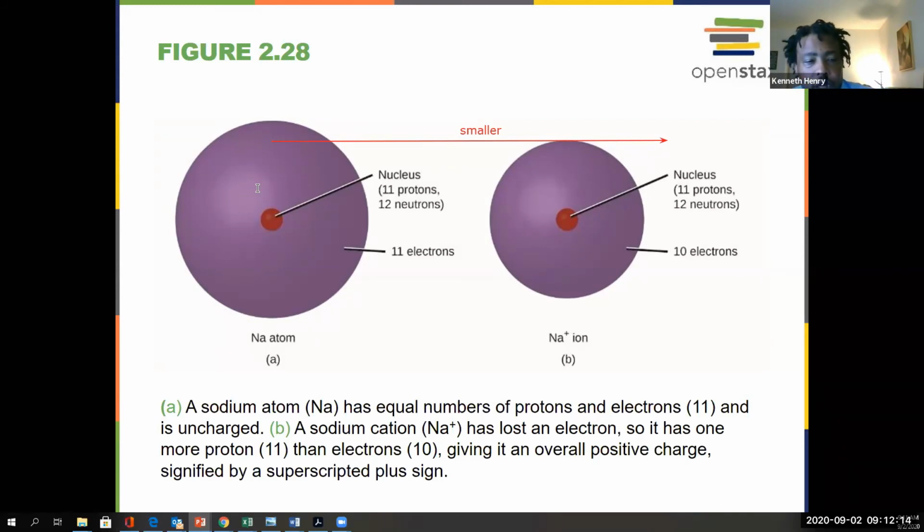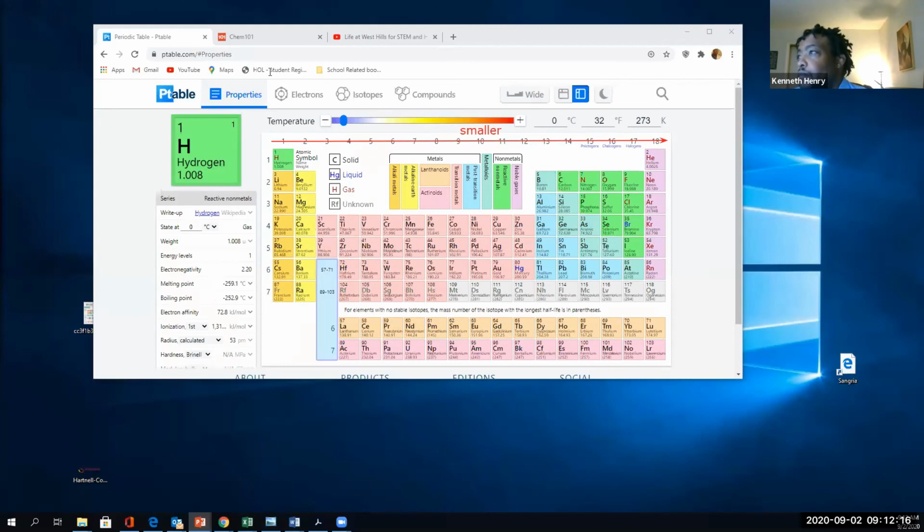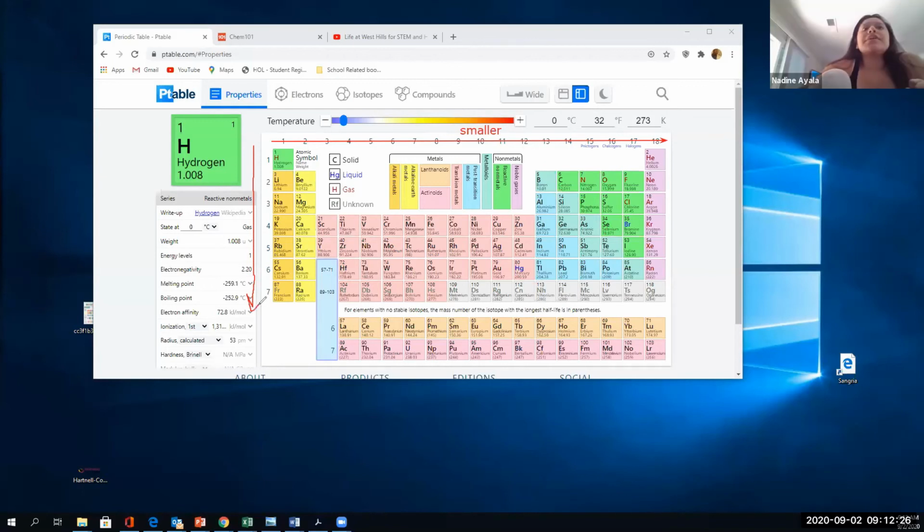So in that case, as I said, as we go across, the atom gets smaller. As we go down, what's going to happen? It gets bigger. So the size of the atom is going to get bigger.